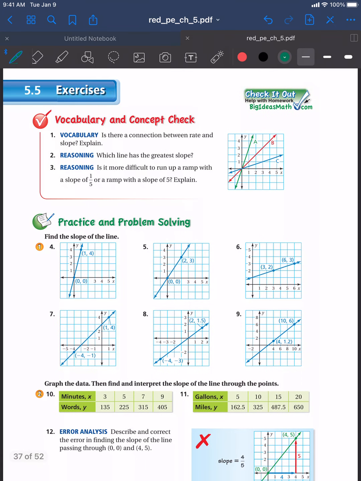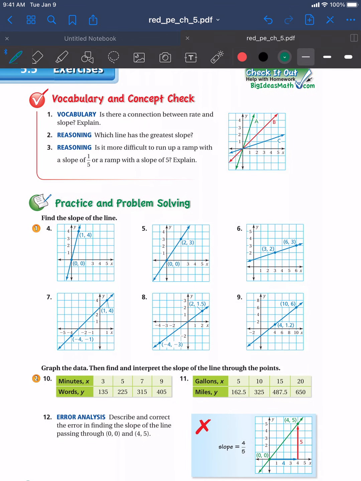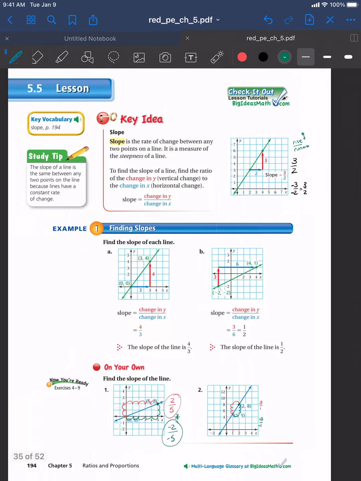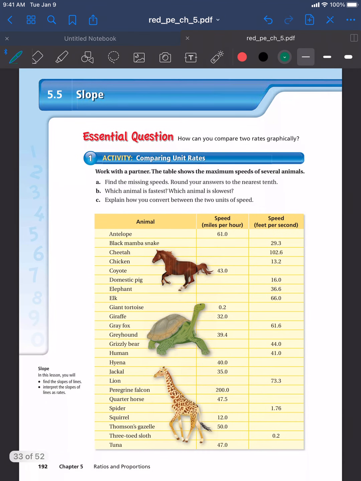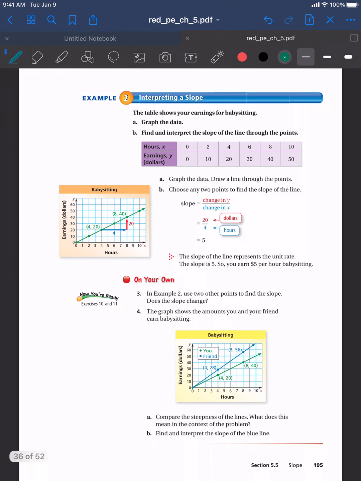Here's your homework for this lesson. It's on page 196. I want you guys to do 4 through 9. Just find me the slope. 4 through 9. Okay? So that's not too bad. Your homework is not as long as you think. It's just a few questions, okay? So you're going to do 5.4 homework, and on the same page, you'll still do your 5.5 homework. The reason why we're smashing these two lessons together is because they are awfully easy.